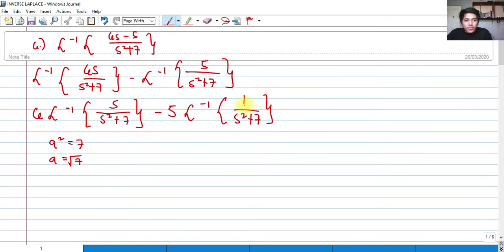How about the second term? This should be sine. So what will happen is that we should have the value of a here. Our value of a squared here is 7, and the value of a is the square root of 7. So we must have an a here. Let me just rewrite.